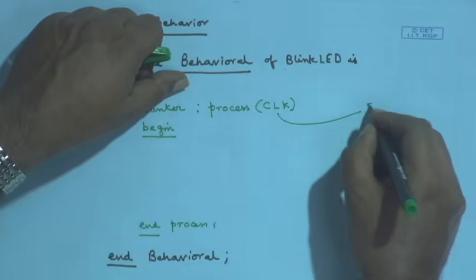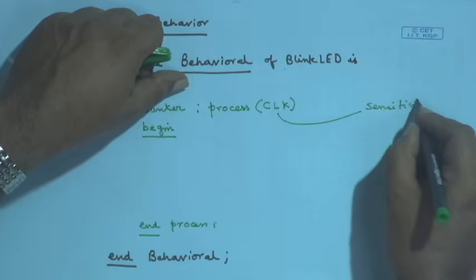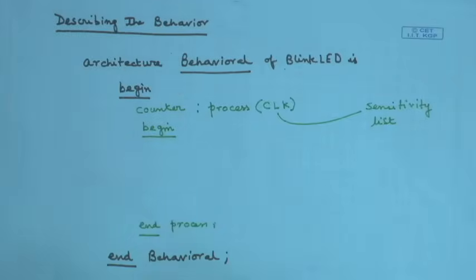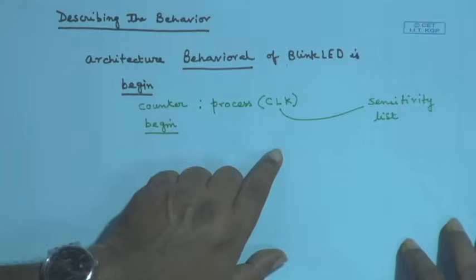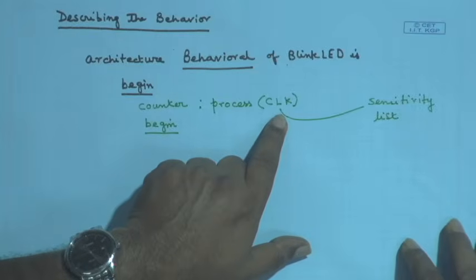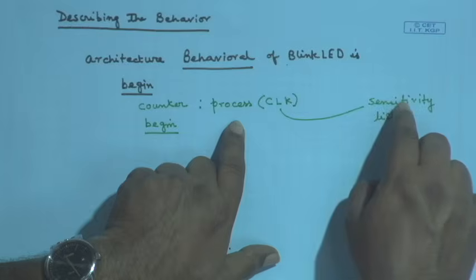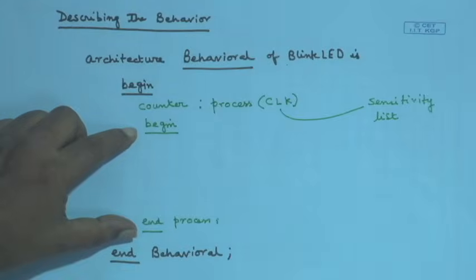So, here in this sensitivity list there is only one element, that this process gets sensitized by this signal clock. Okay. When the clock comes, then this process will act on the clock. Clock is the event to which this process is sensitive. Then I have this begin and end.